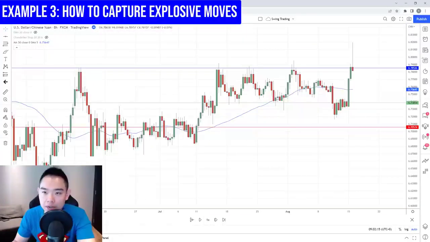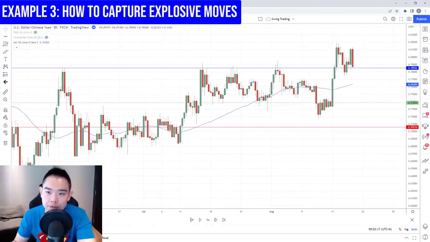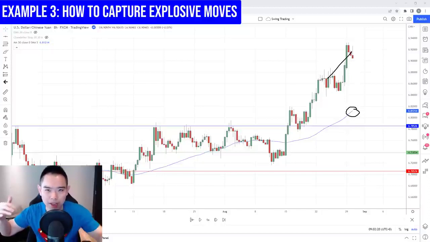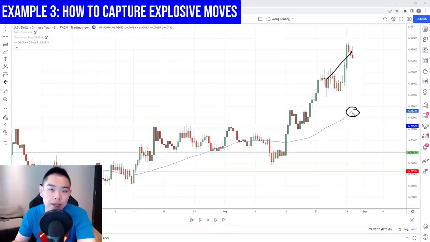In this case, you can see the market breaks out higher. I'm just going to play this a little faster. You can see that as the market goes up higher, your trailing stop loss, your 50-period moving average, is going up higher as well. In other words, you're locking in your profits as the market progressively moves in your favor. And you will exit the trade only when the market breaks and closes below the 50-period moving average.